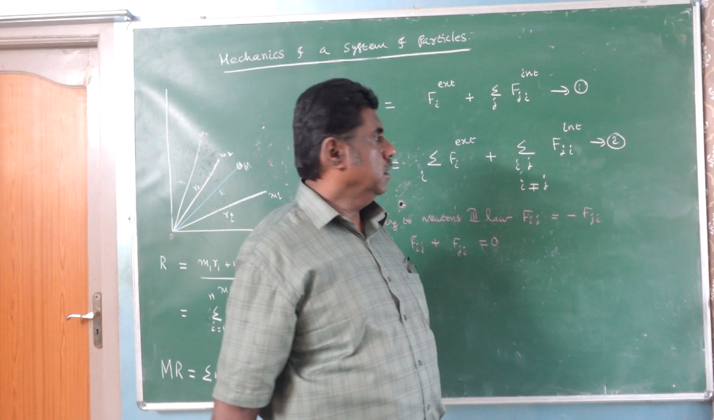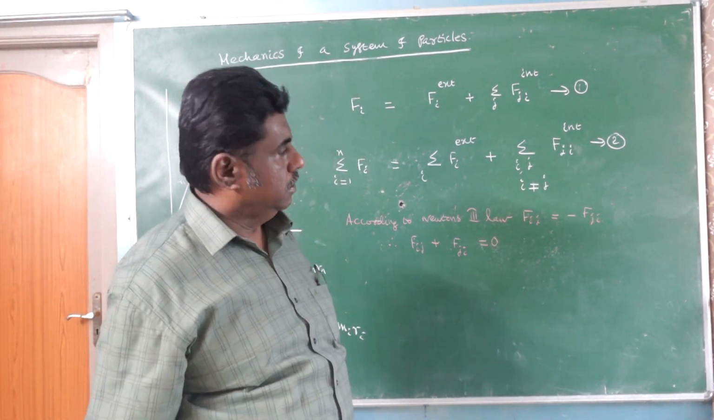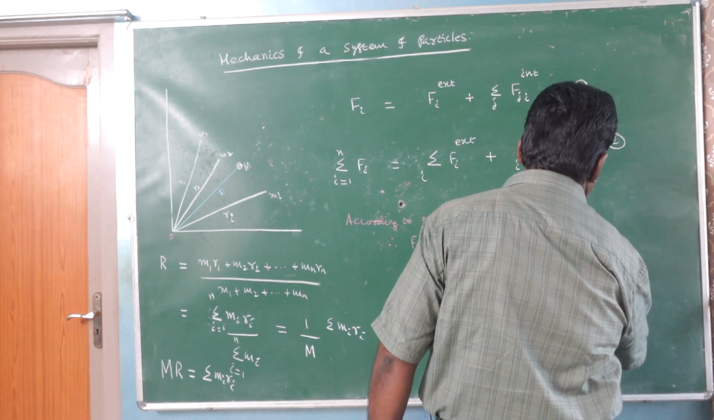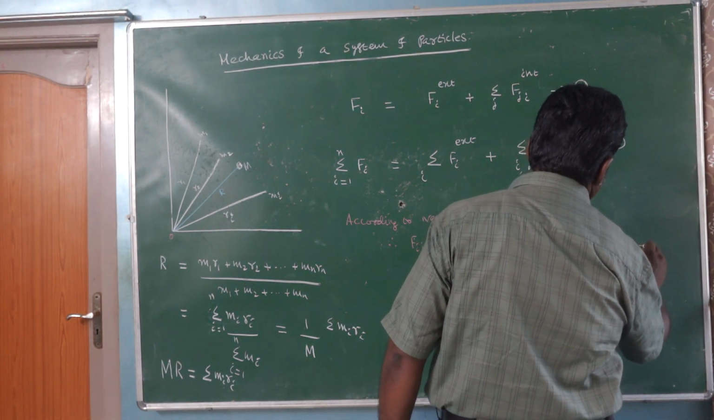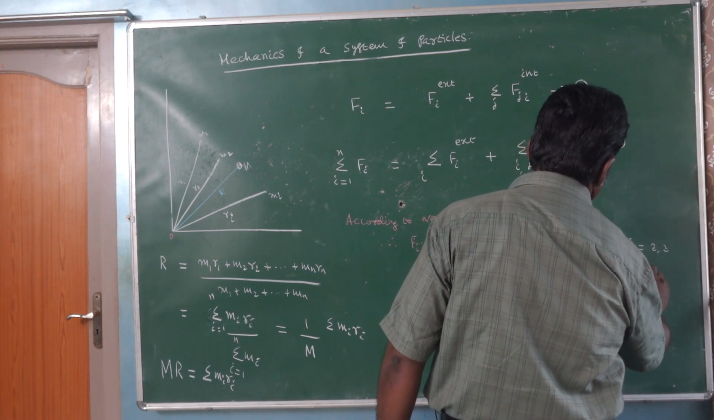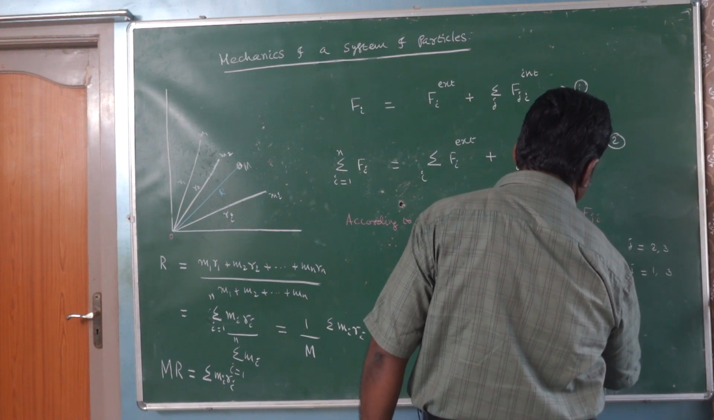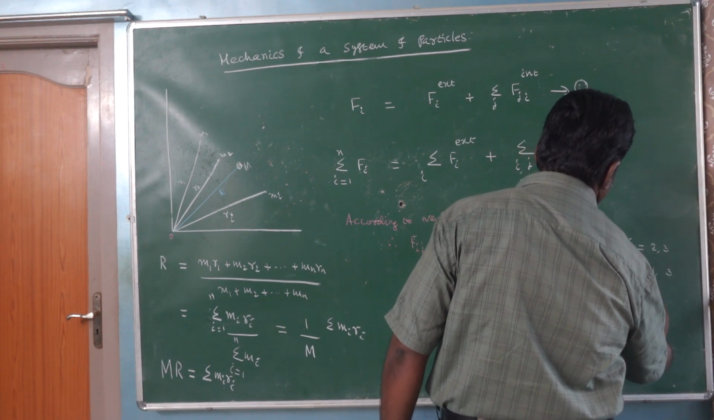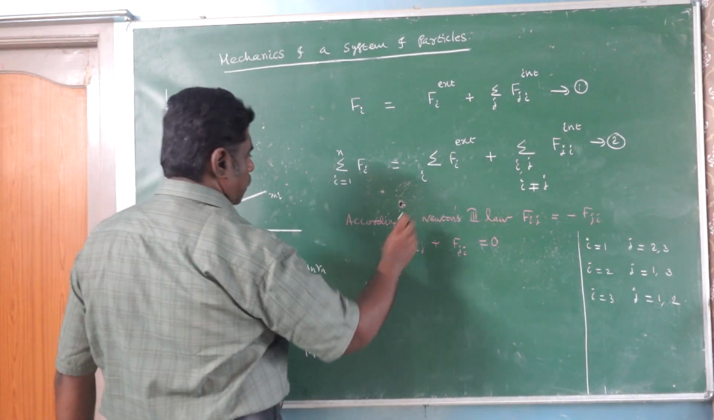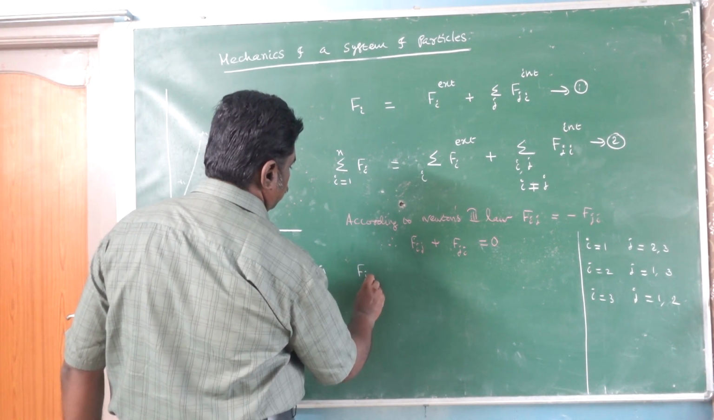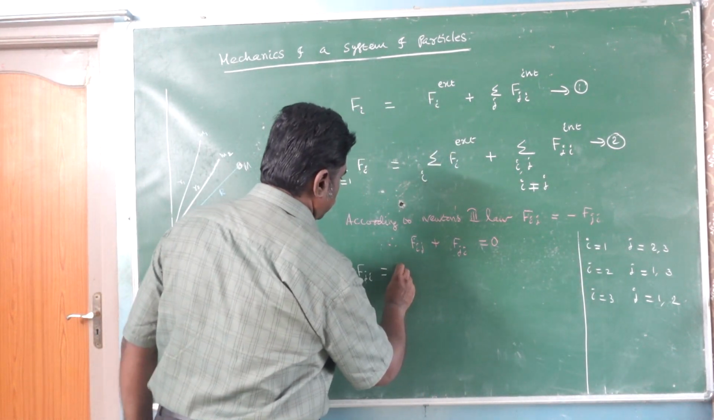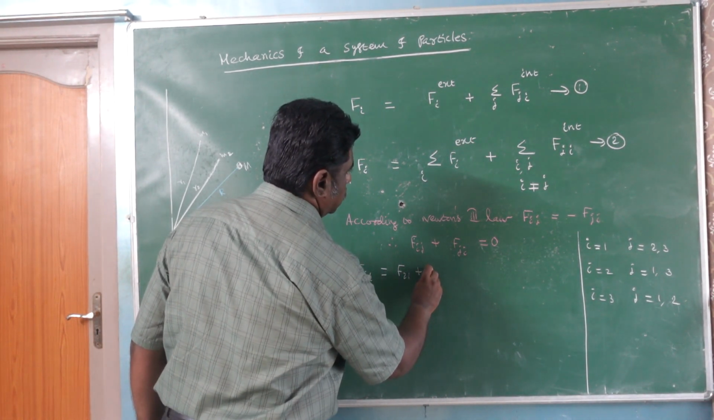As we pointed out earlier, suppose the system is having 3 particles, we can consider 3 possibilities. i equals 1, then j equals 2, 3. i equals 2, then the possible values of j are 1, 3. i equals 3, then the possible values of j are 1, 2. With the help of these 3 possibilities, we can write down Fji, which is equal to, take this first possibility, F21 plus F31.